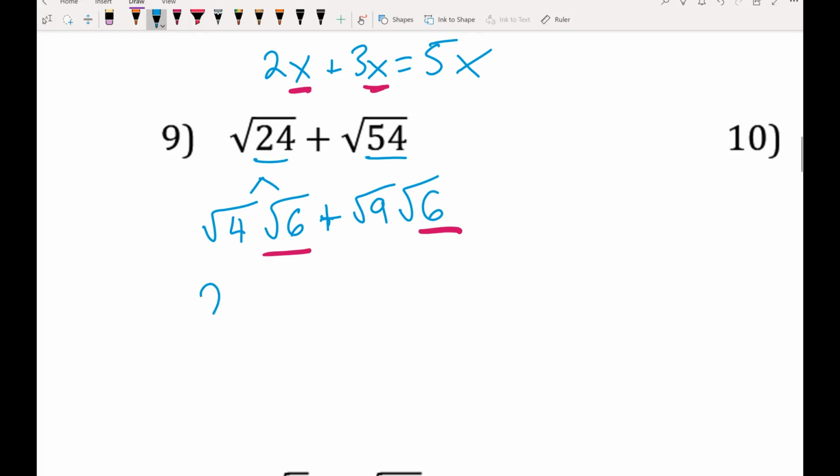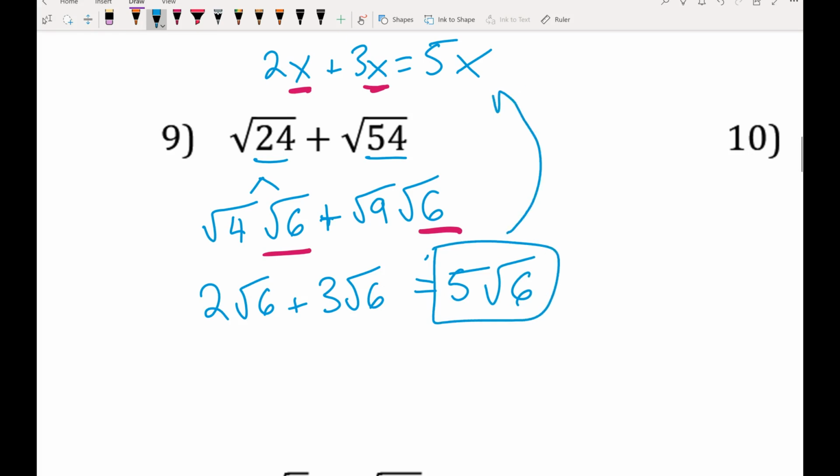So when I simplify, I get 2 radical 6 plus 3 radical 6. And if I add 2 radical 6's to 3 radical 6's, I get 5 radical 6's. Just like when we add variables, if we've got 2x's plus 3x's, we get 5x's. So treat these the same way you treat variables.